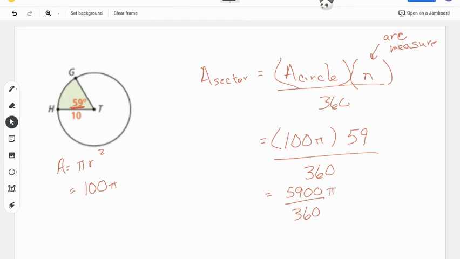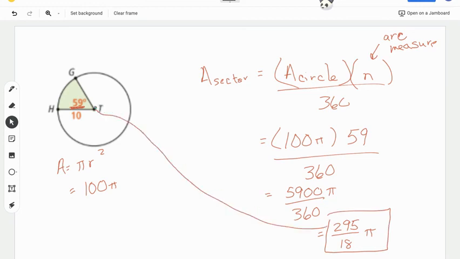Plug that into a calculator and make sure you're not putting that pi in there yet. We want to leave pi just as it is. And we need to have a fraction answer. So you can either simplify this fraction, divide common things out, or your calculator might have a fraction mode where it will give you your answer as a fraction. But we should get down to 295 over 18. Don't forget about that pi. Okay, so that is the measure of this piece of our circle. It kind of looks like a piece of pie.